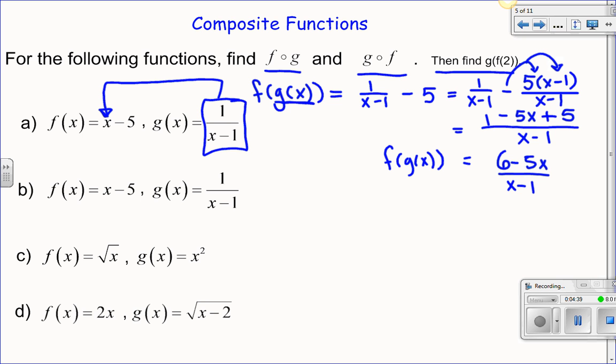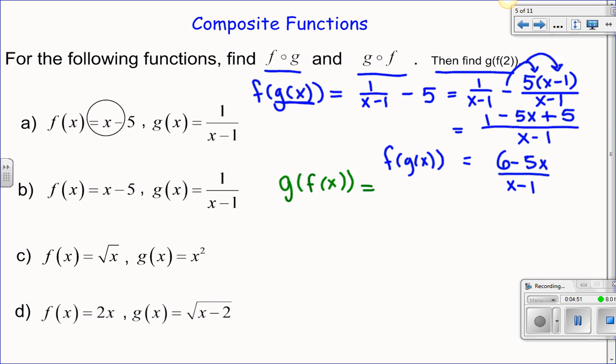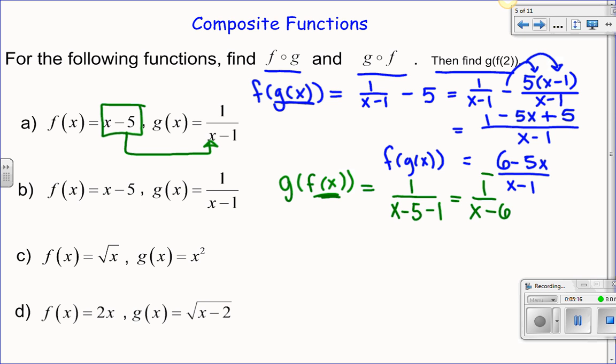If we wanted to find g of f of x for those same functions, instead we'll take f of x, this function, and we'll substitute it in for the x of g of x. So we'll have 1 over, instead of x, we'll have x minus 5, because that's what f of x is, and then minus 1. So we get 1 over x minus 6, and that's it. That's our function. So that's g of f of x.